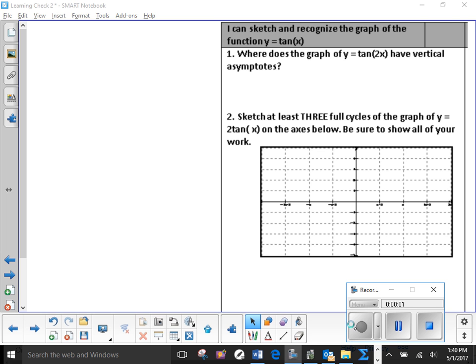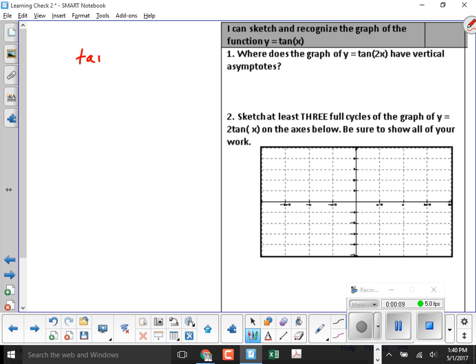Okay, so first thing we're going to do, where does the graph of tangent of 2x have its vertical asymptotes? Remember the tangent of 2x is always going to be the sine of 2x over the cosine of 2x. So whenever the inside of the cosine is 0, makes the cosine 0, that's when you're going to have division by 0 and asymptotes, right?